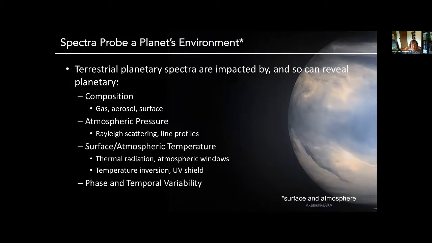But again, the fact that we won't have spatial resolution on a lot of our planets is probably going to cause us to not be able to do this as comprehensively as we would like. And then, of course, there's phase and temporal variability that also can come from observing spectra over time. I'm not going to talk very much about that today, but that is definitely something that you can get out of these types of spectra.